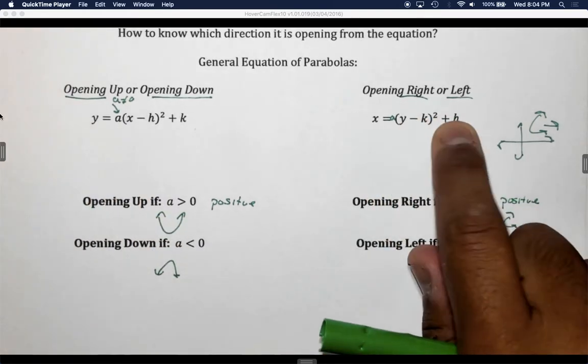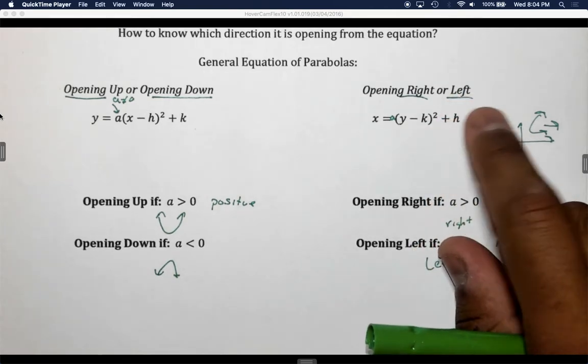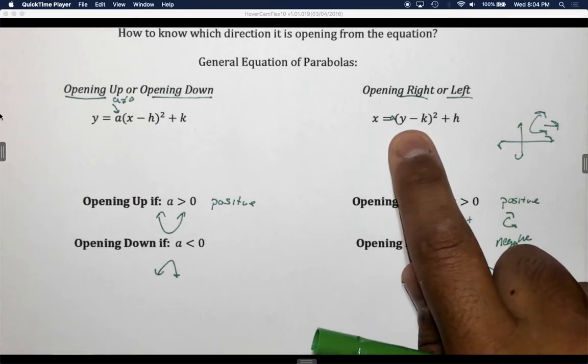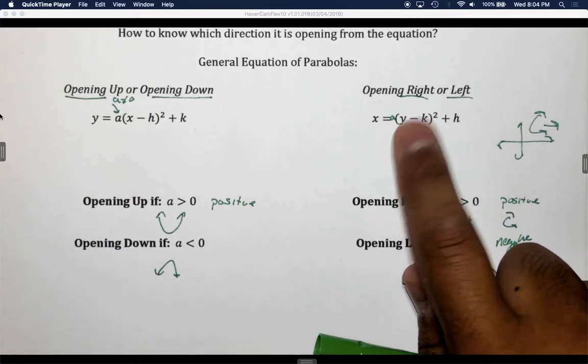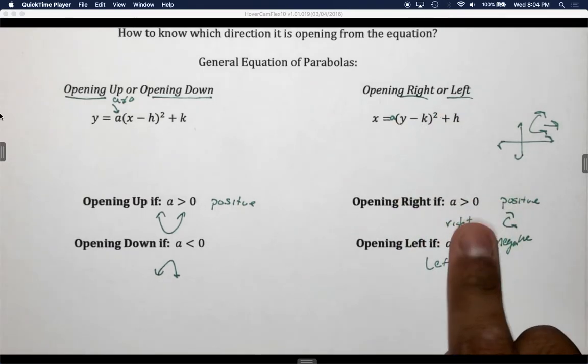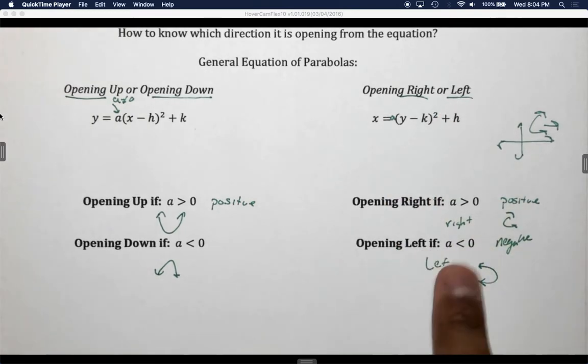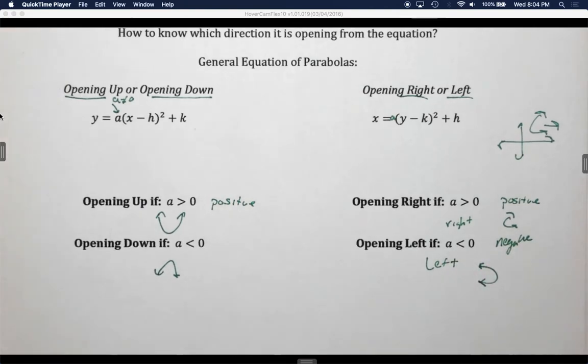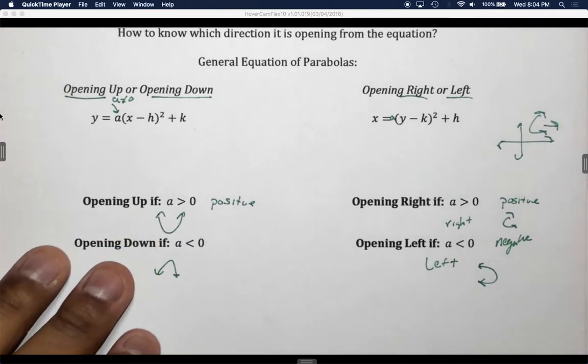Now, if you see your y getting squared, that means that you're facing left or right. If your a is positive, that means the number in front of the y, remember the y here, then it's going to the right. And if it's negative, that means you're going to be going to the left. Forgot my t there. All right, so let's do some example problems of exactly the problems you're going to be asked to do for your homework.